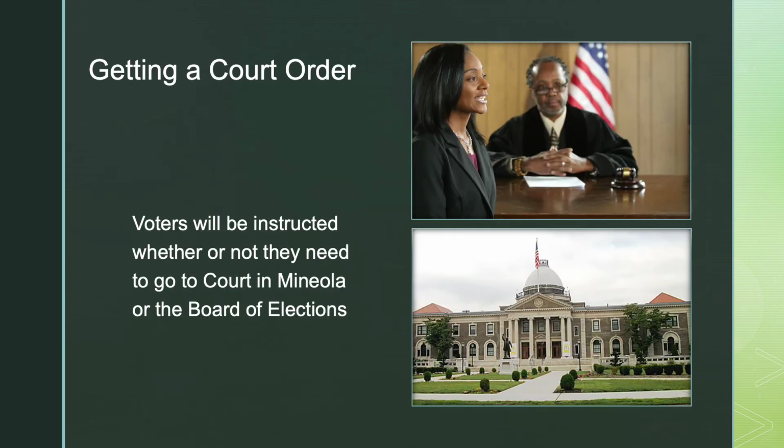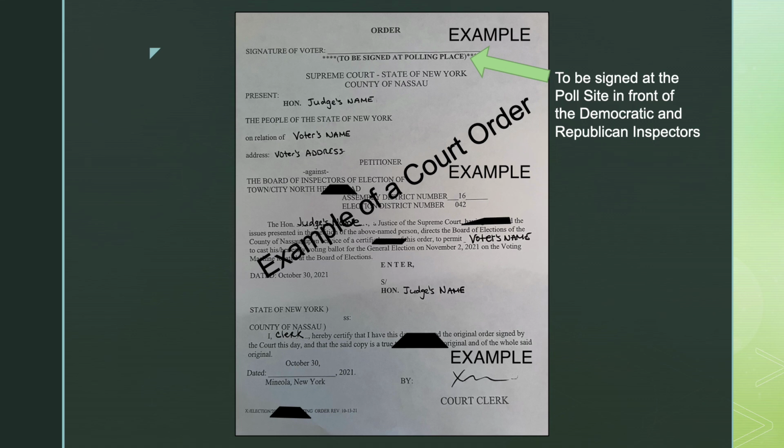A court order is when a voter goes before a judge, pleads their case as to why they feel they should be granted the right to vote on the machine. The judge will decide on whether or not the voter meets the criteria to vote. If yes, the voter will receive a document stating their right to vote on the machine. The voter will show it to the inspector when they return to the polling place.